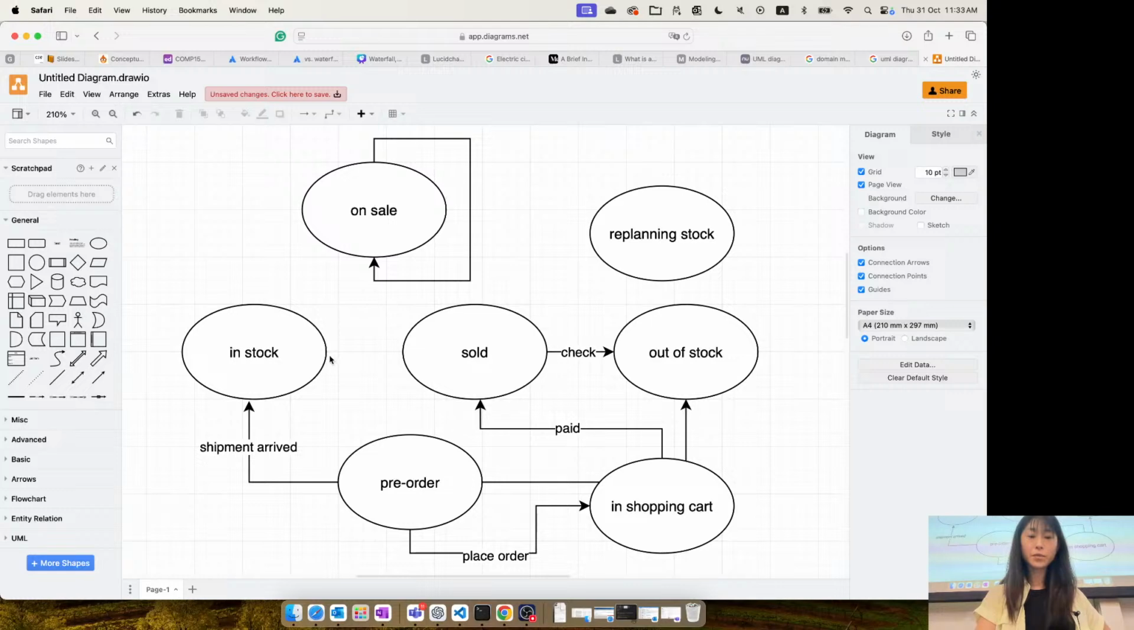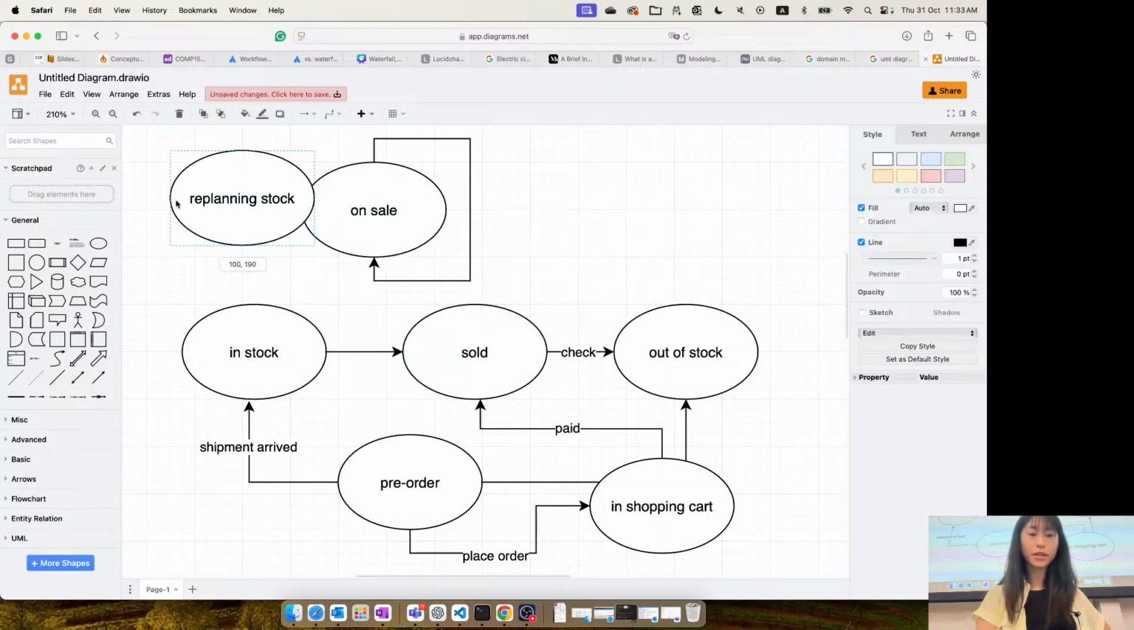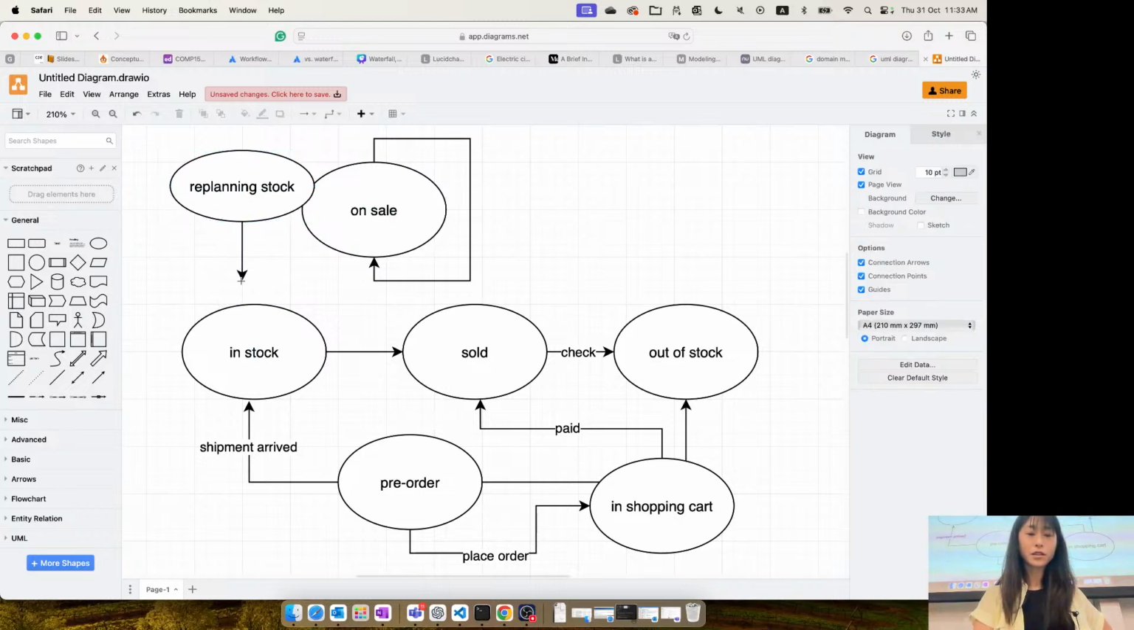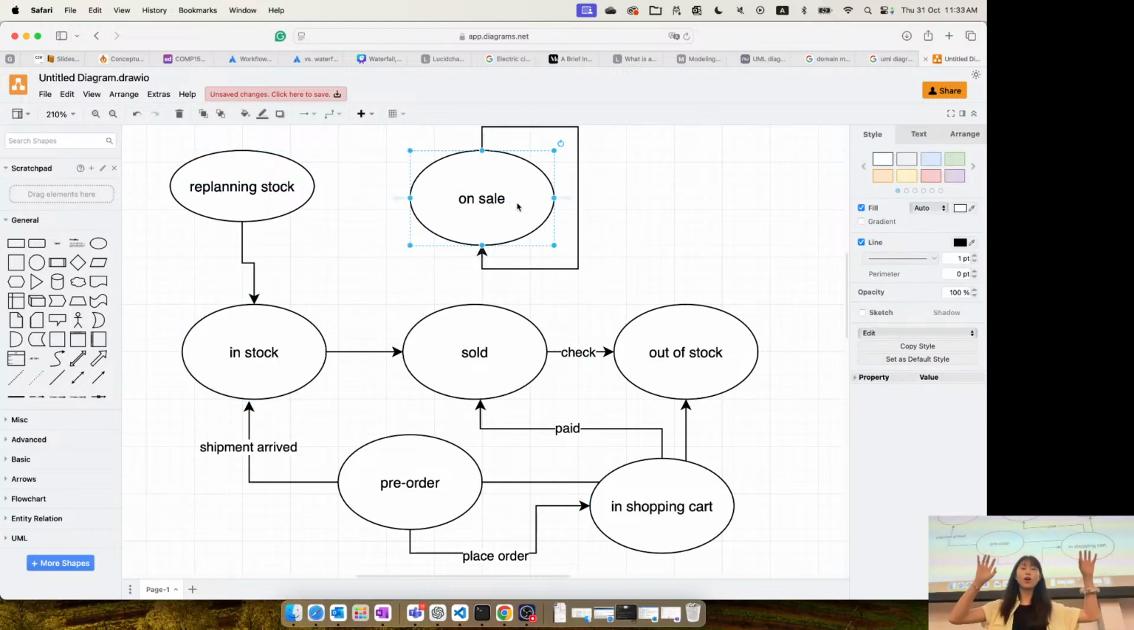Yeah, so you may add other transitions, for example, from in stock to in stock. Oops, sorry, maybe I put it here. Yeah, so you can do that as well. After you draw all these arrows, you may want to reorganize how you place those states on your canvas. Okay. Yeah, cool.